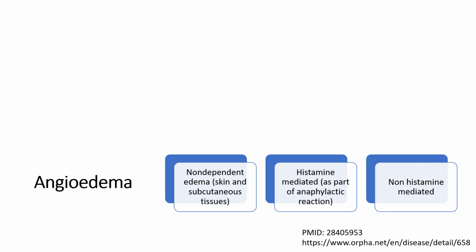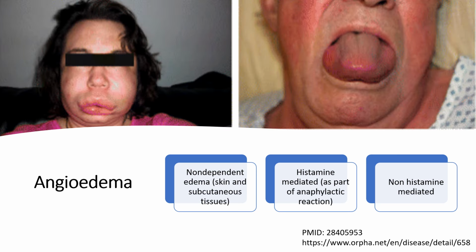So what is angioedema? It is non-dependent edema or swelling of the skin and subcutaneous tissues. What do we mean by non-dependent? Basically, it is unrelated to gravity. It is not mediated by histamine in the cases of non-histamine-mediated angioedema. It can also be a part of the histamine-mediated allergic reactions, such as anaphylaxis, for example. Our today's talk will cover non-histamine-mediated angioedema. And here on this slide, you see two pictures of two separate patients with angioedema, swelling of the face, lips, and tongue.